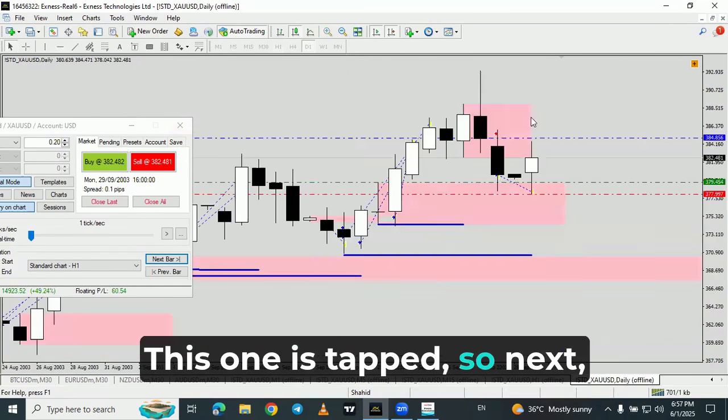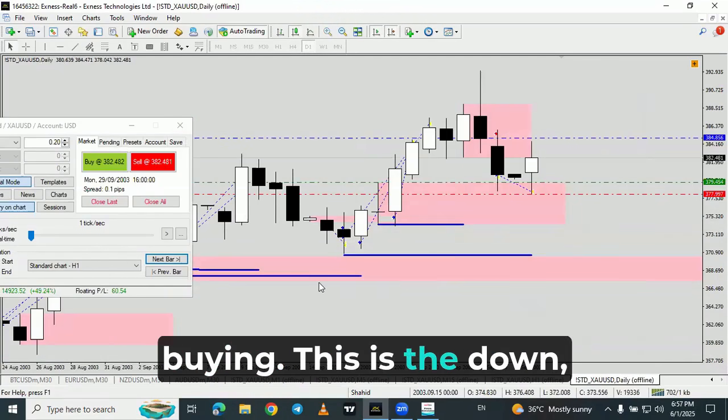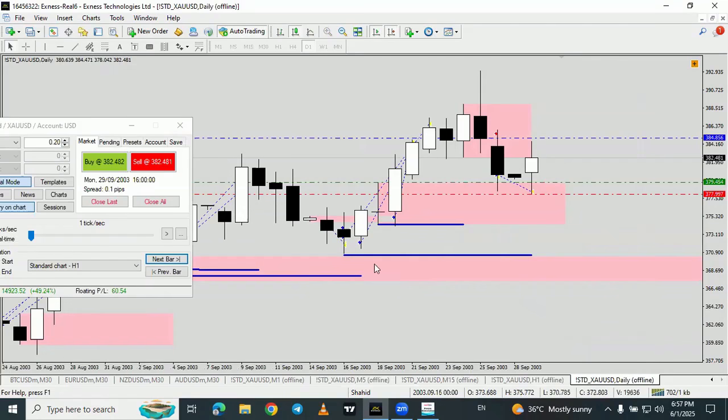This one is tapped, so next there are wraps in it. Not that we have any down for buying. This is the down, which is the poorest. So next we see in H1.